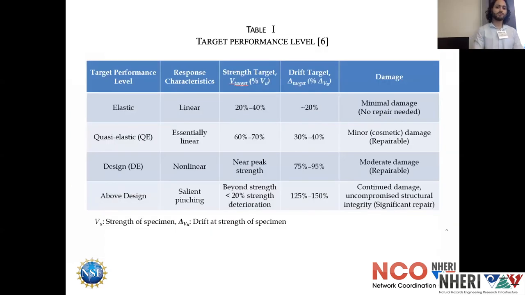This table was used because of the target performance levels of the specimen. The specimen damage at these target performance levels was used to test the damage assessment. These levels were based on the backbone curve of the specimens. I used this table to identify the time instances corresponding to the performance level for each specimen.